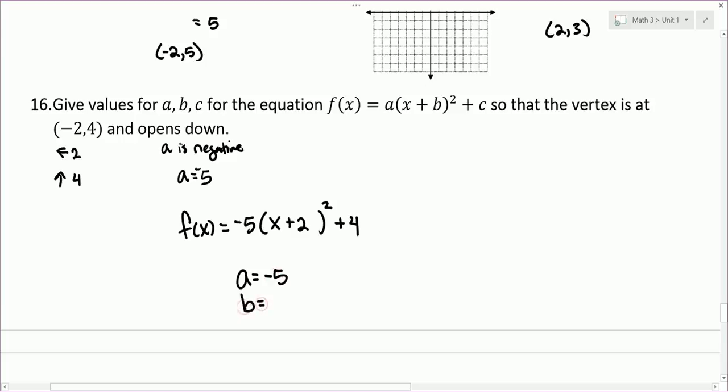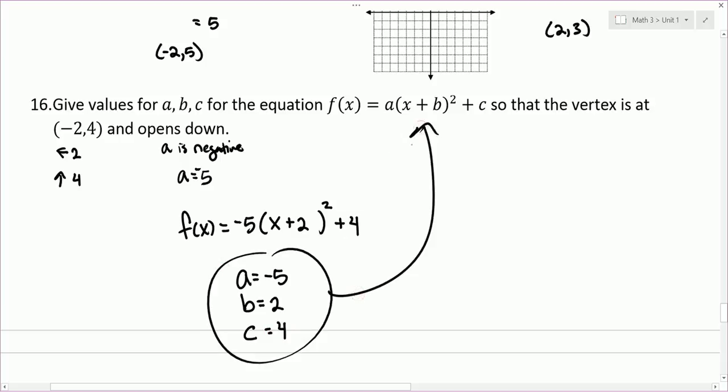B, well, in the form we have x plus b, so b would be 2. If it said x minus b, we'd have to be careful and put -2 to get a +2. Double negative gives us a positive. But we have an x plus 2, so we're just going to grab our 2. And c we want to be +4. So if we plug those into that equation, we end up with what we have here, and that gives us a vertex at -2, 4, and opens down.